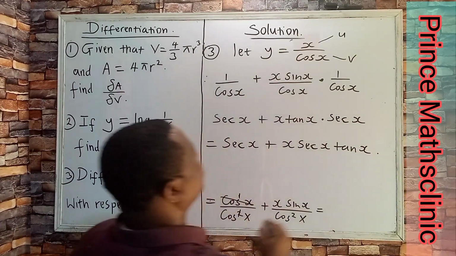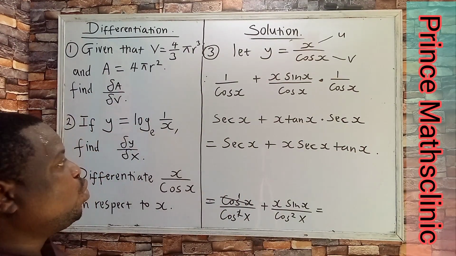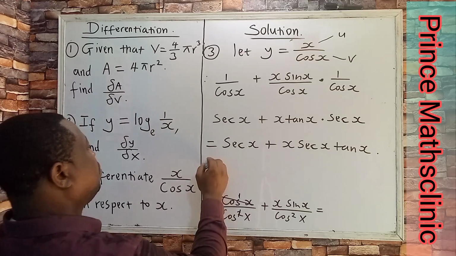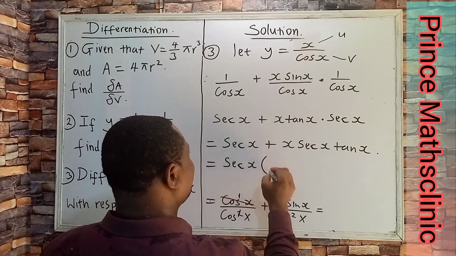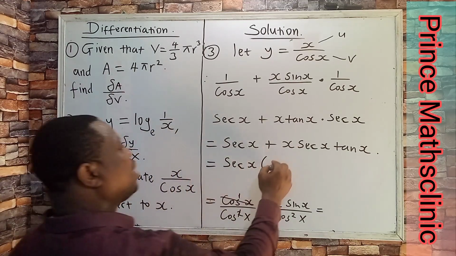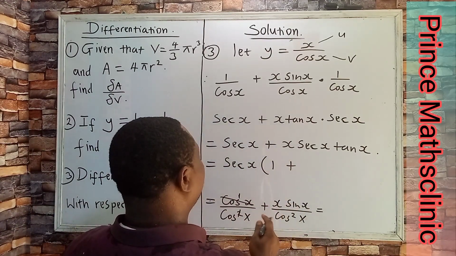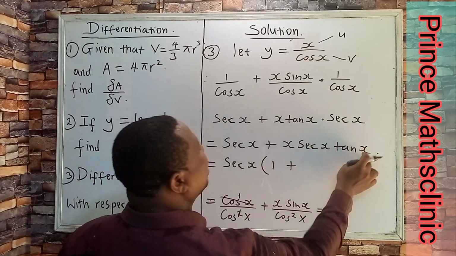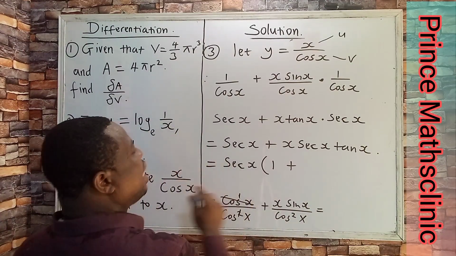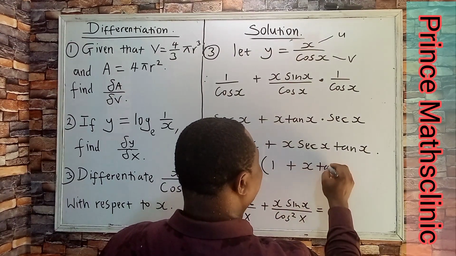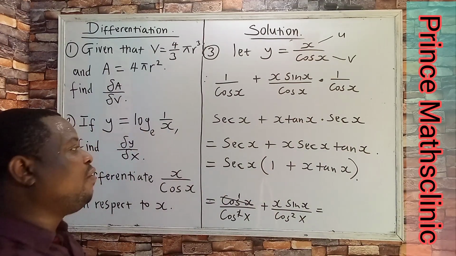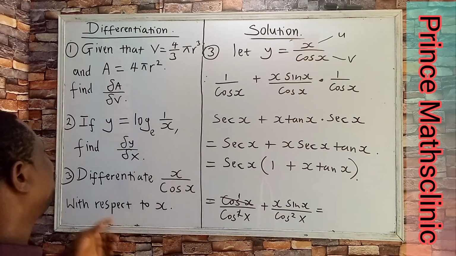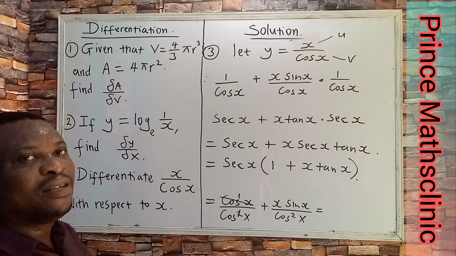If you so wish, you can factorize, because sec x is here and here, so you can bring sec x out. So sec x divided by sec x, you have 1, plus x sec x tan x divided by sec x, you will have x tan x left. This is the final result to number 3.